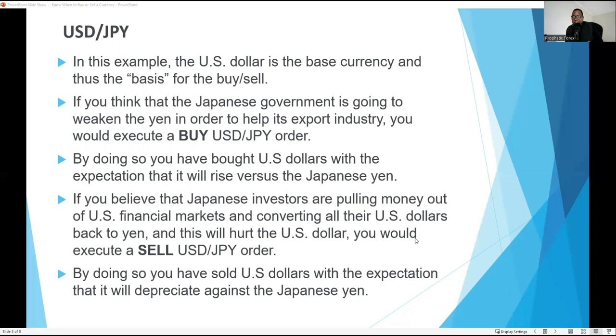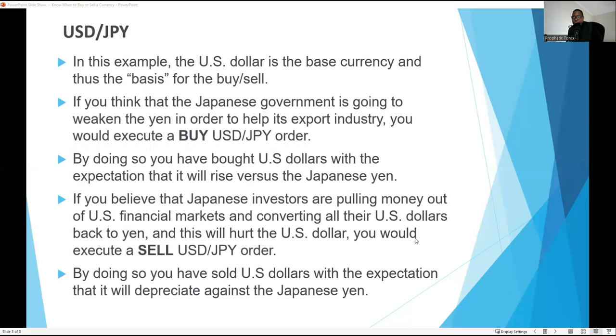If you believe that Japanese investors are pulling money out of the US financial market and converting all the US dollars back to yen, this would hurt the US dollar, and you would execute a sell for the USD/JPY.